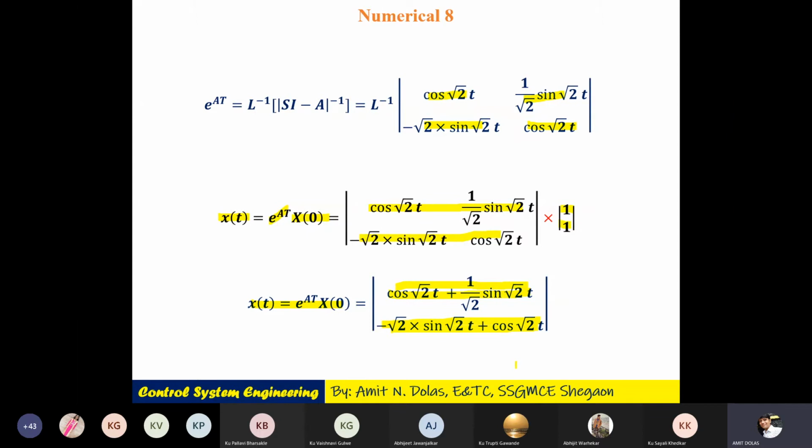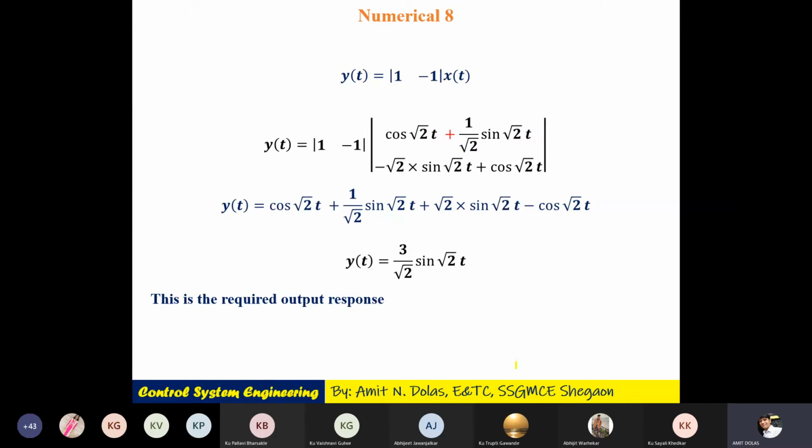Matrix multiplication, nothing else. Then we got this x of t. Let's go for y of t. What is y of t? Y of t is nothing but the output vector given in the statement, 1 minus 1, into x of t. So we kept the x of t value here, multiplied these matrices, and we get y of t as this.